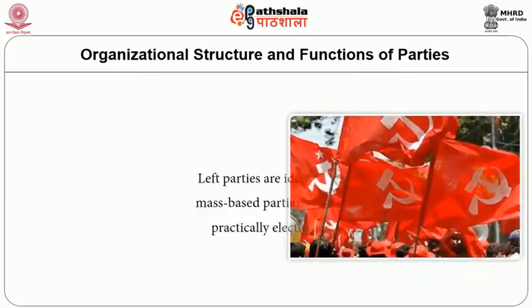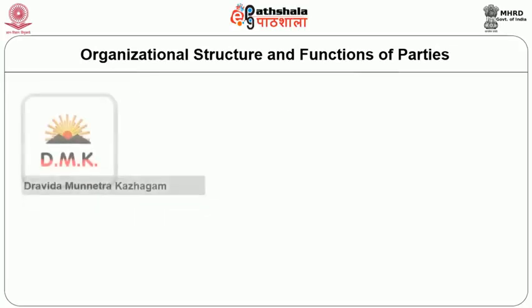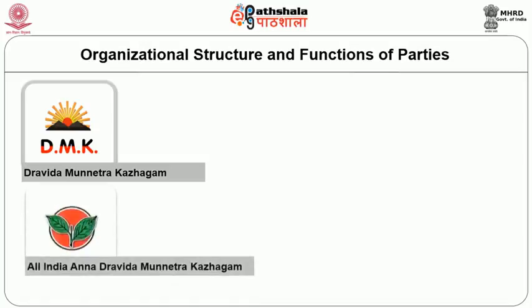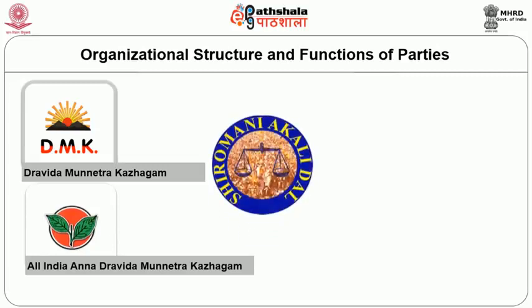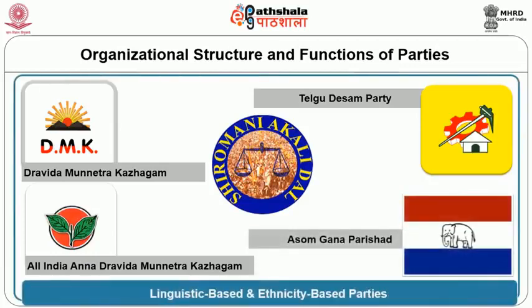Left parties are ideologically class-related, mass-based parties, but they have become practically election-oriented parties. Several regional political parties like Dravida Munnetra Kazhagam, that is DMK, All India Anna Dravida Munnetra Kazhagam, AIADMK, Shiromani Akali Dal, SAD, Telugu Desam Party, TDP, Asom Gana Parishad, AGP, etc. can be considered as linguistic-based and ethnicity-based political parties.